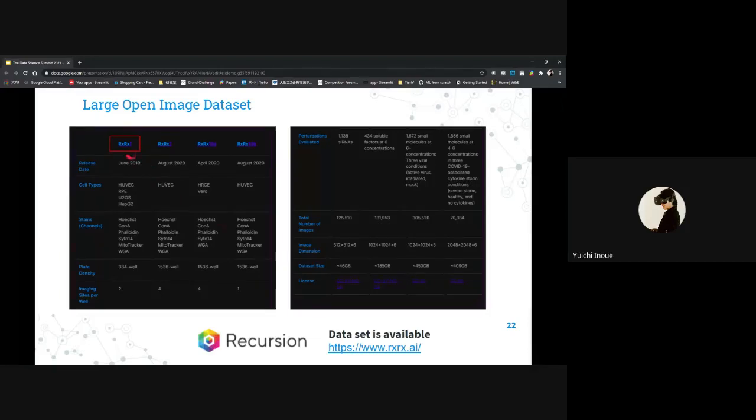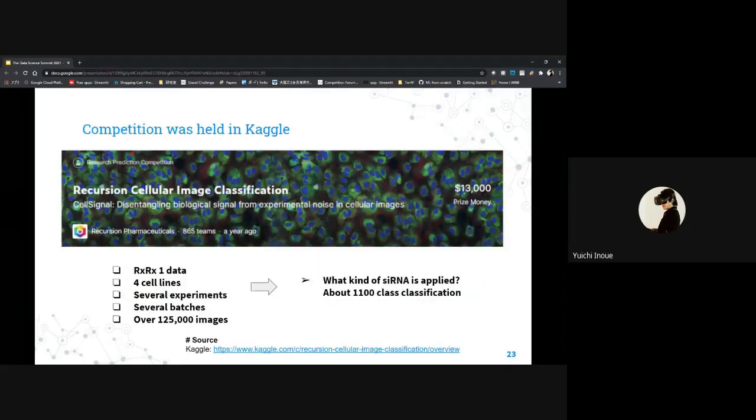Okay, about this dataset. An siRNA is an RNA that, when applied to a cell, disables the function of a specific gene. There are more than 1,100 siRNAs used in this dataset. The images of the cells treated with each siRNA are given. They are then used to train models and predict the unlabeled cells.